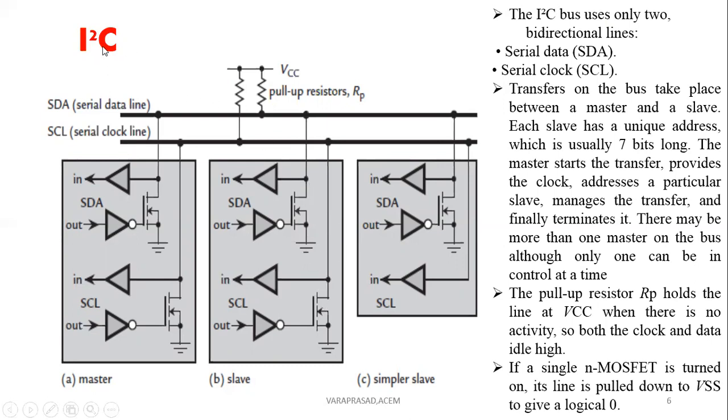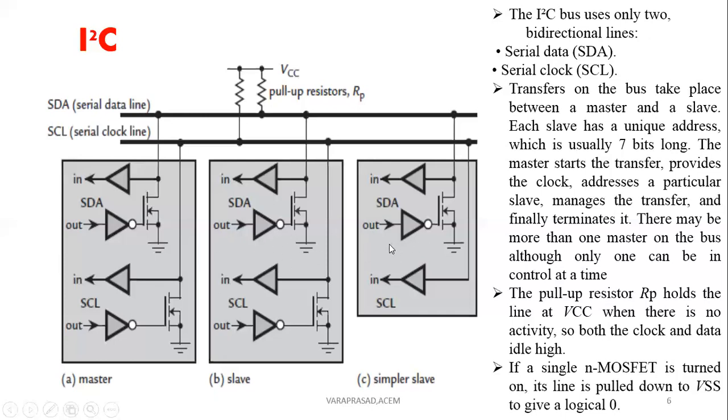Come to this. I squared C is a two line, two wire protocol. These two wires are SDA and SCL. That's why I squared C is a two line protocol. These two lines are operated with the VCC or VDD, with the pull up resistors. Here SDA and SCL signals are for the master and slaves.